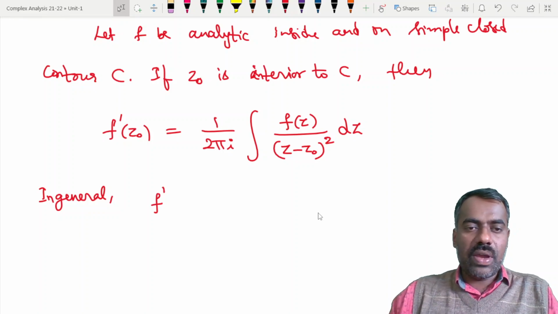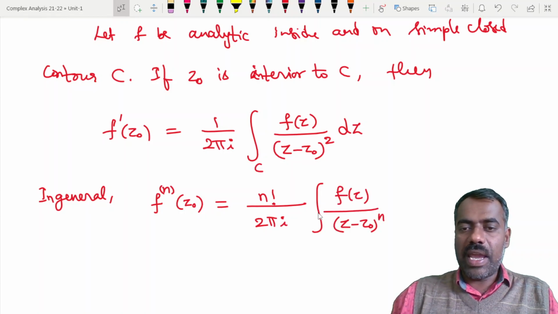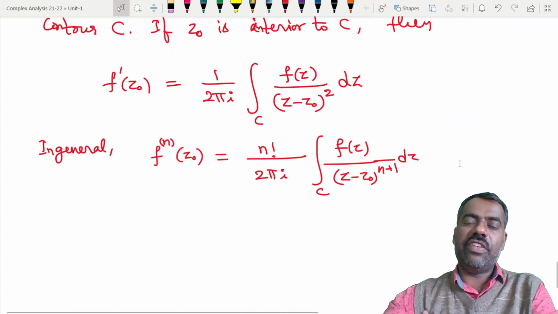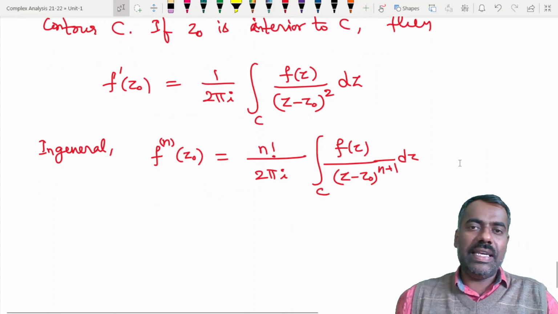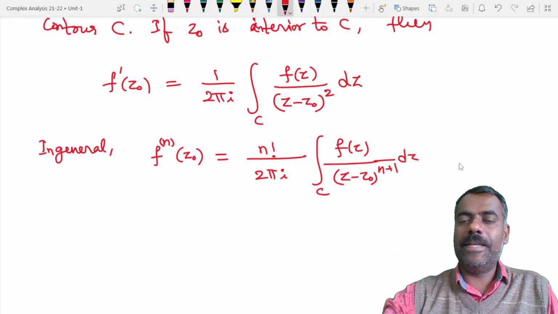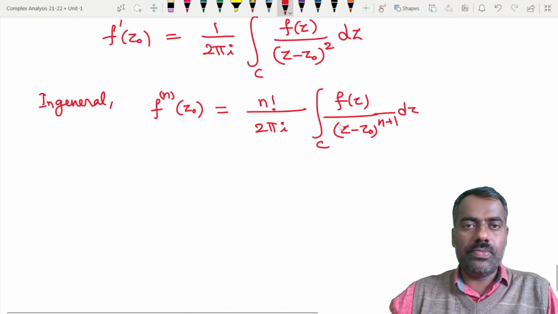Not only this, in general, we can do it for the second derivative, third derivative, and so on. So the nth derivative of f at z naught is n factorial by 2 pi i, integration over C of f of z upon z minus z naught whole power n plus 1 dz. So if f is analytic, then we can calculate the derivatives of f at any interior point z. That's why it is the extended version of Cauchy integral formula.